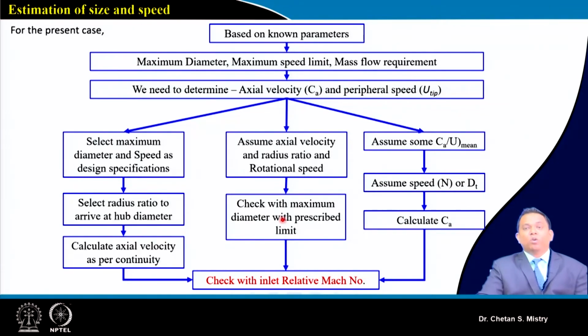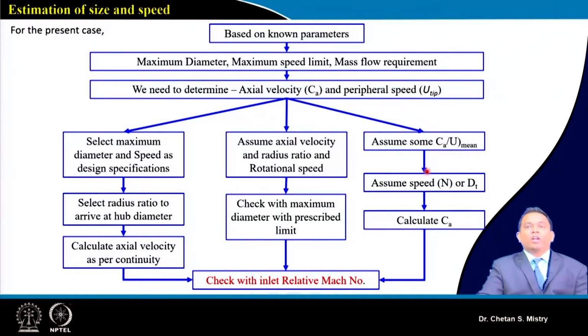Okay, now there is a third approach. What it says is that maybe you can assume the Ca by U value, or flow coefficient, at the mid station. This is also one of the good approaches. Many designers prefer to go with this kind of configuration. They are assuming the Ca by U value.